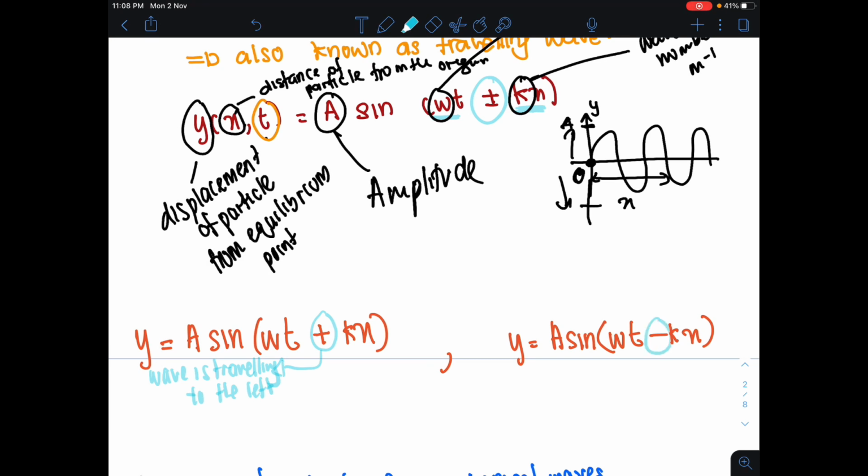Alright. Kalau lah dia adalah minus pula, what does this minus indicate here adalah the wave is travelling to the right. Okay. So plus minus dekat sini tengah indicate the direction of wave travelling ataupun the direction of wave propagates. Positive maksudnya ke kiri, negative maksudnya ke kanan.